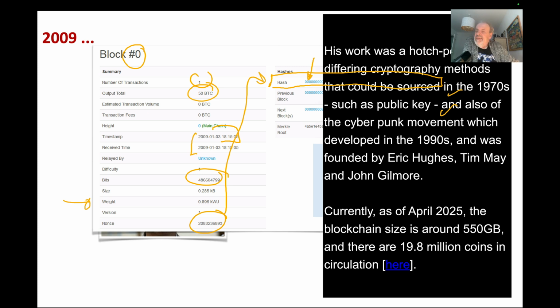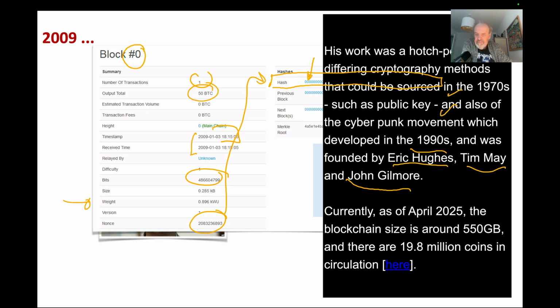And basically, it was a bit of a hodgepodge of cryptographic methods that had been created over the 1970s and 1980s. And it was led forward to some extent by the cypherpunks Eric Hughes, Timothy May, and John Gilmore, who said that there must be a better way to actually transact financially rather than using fiat currency.